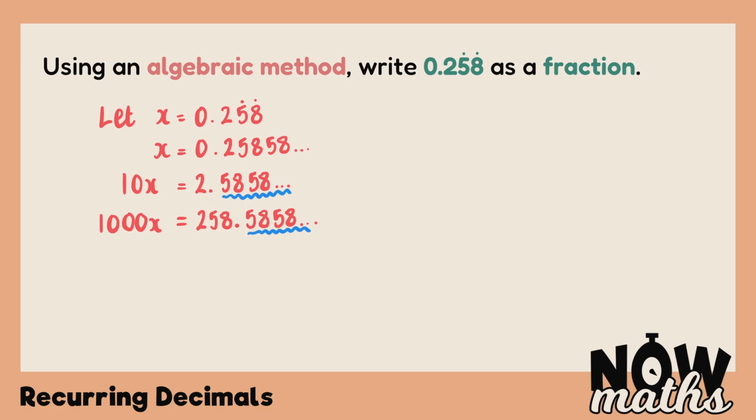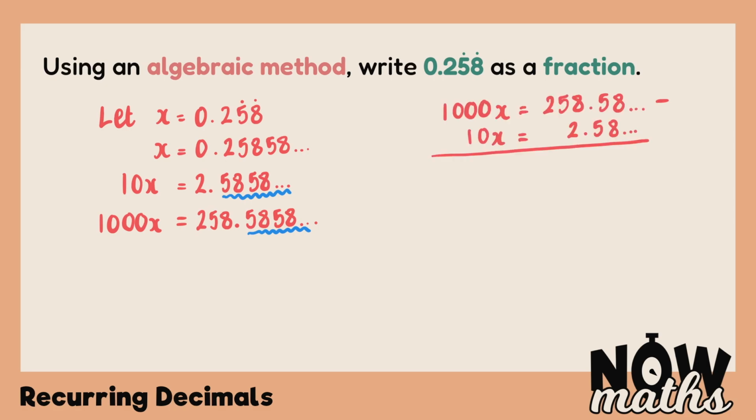If you wrote out 100x in the middle of these two steps, you would still obtain the exact same answer. So we are subtracting 10x from 1000x. So 1000x subtract 10x leaves us 990x. And then subtracting the decimals, the recurring part cancels and we are left with 258 subtract 2, which is 256.